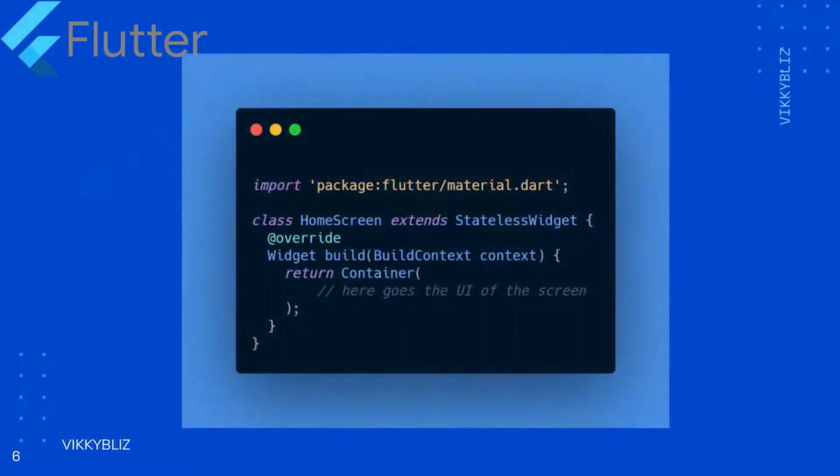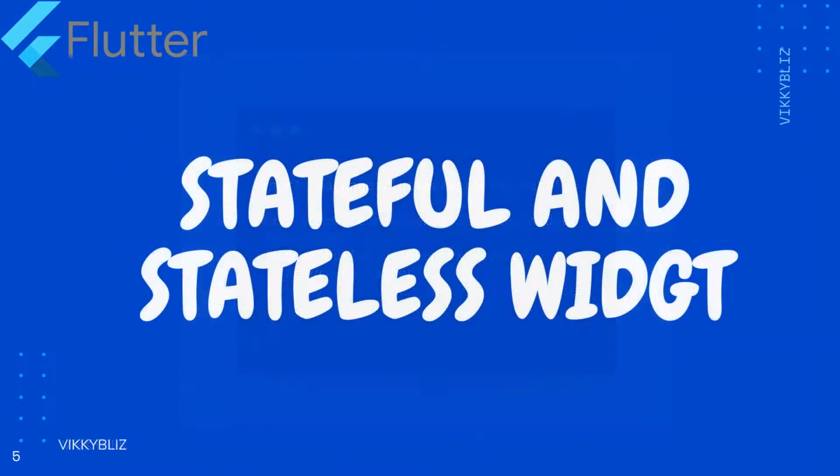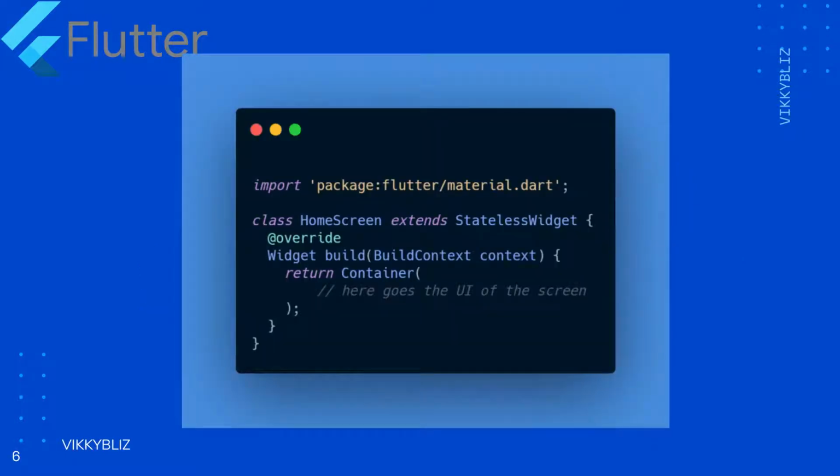Now let's get started. Basically, we have two types of widget. The stateless widget, and the stateful widget. This is a stateless widget. A stateless widget is used whenever there will be no change in the UI of the app.